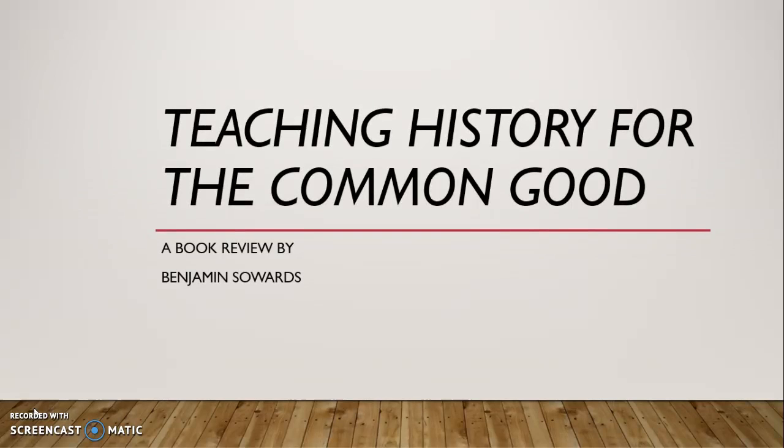Described here is the philosophical situation that Keith Barton and Linda Levstik argue many who are involved in history education reform are in. In their book, Teaching History for the Common Good, they seek to offer clarity and perhaps even a solution to the dilemma.